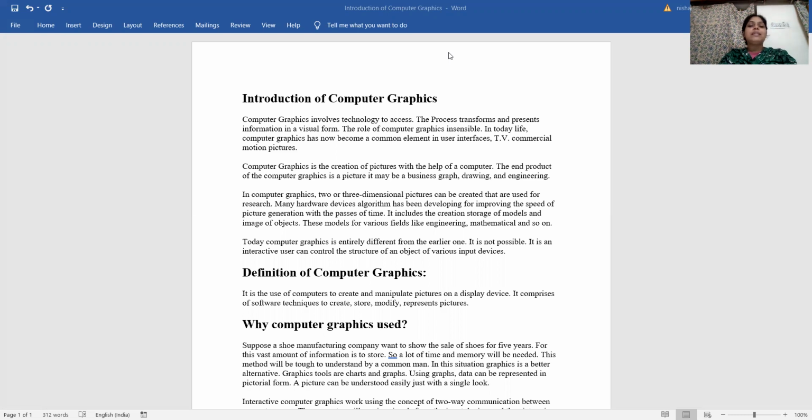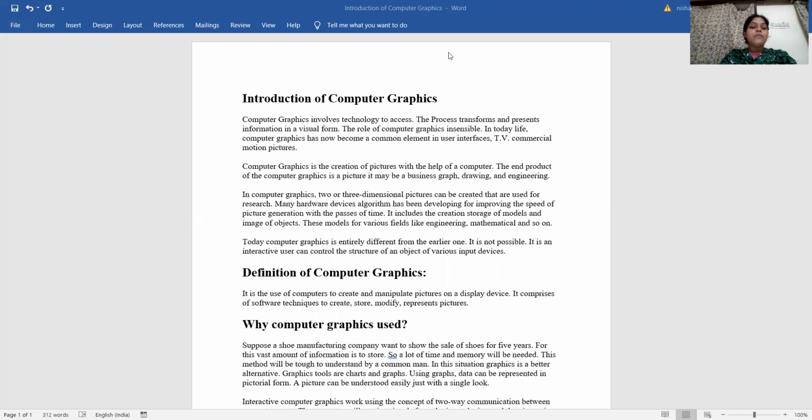Today's computer graphics is entirely different from the earlier one. It is interactive. The user can control the structure of an object through various input devices. So the basic definition of computer graphics is the use of a computer to create and manipulate pictures on a display device. It comprises software techniques to create, store, modify, and represent pictures.